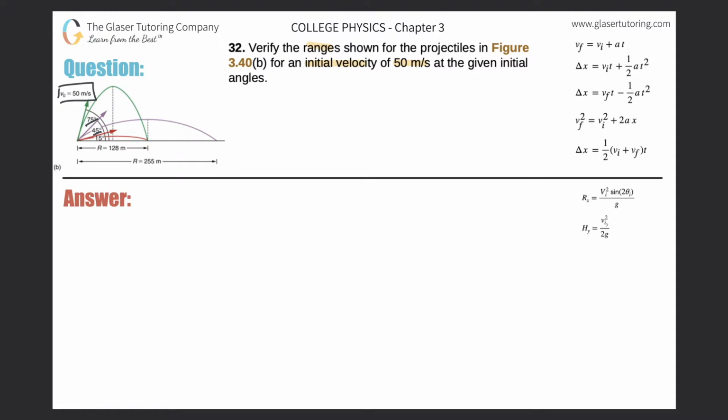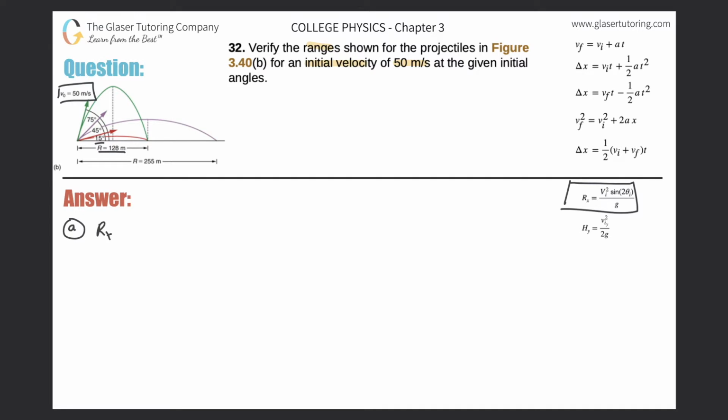Okay, so let's take a look at the first one. Let's do 15 degrees first. The 15-degree angle led to a range of 128 meters. So how do we relate the initial angle, the initial velocity, and the range all together? Take a look on the right-hand side. This formula does the trick. It's a wonderful formula that makes our life nice and easy. So I'll call this letter A.